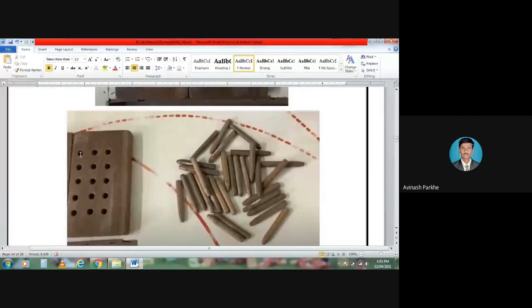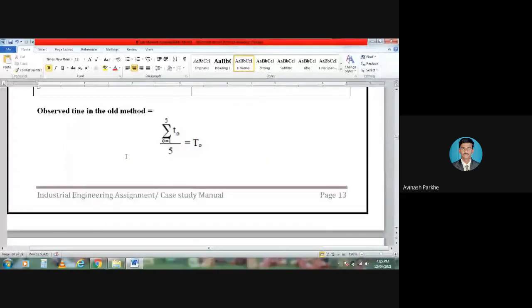Means in the modified method, if I have utilized both my hands, 50 seconds less time is required as compared to the old method. Based on that only, again I have to fill the second table. What is the second table? The tabulation for the modified method.